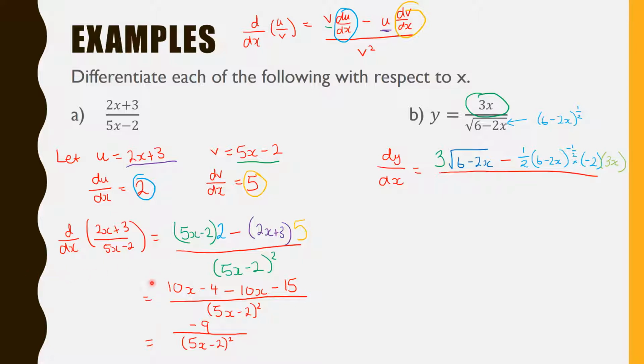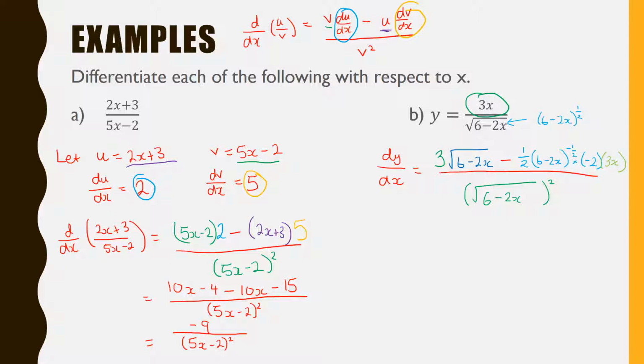You need to be very careful to get this right. We differentiate the numerator, and then we multiply by the denominator. Minus, we differentiate the denominator and multiply by the numerator. And it is all over the denominator squared. The denominator is the square root of 6 minus 2x, and we need to square that.